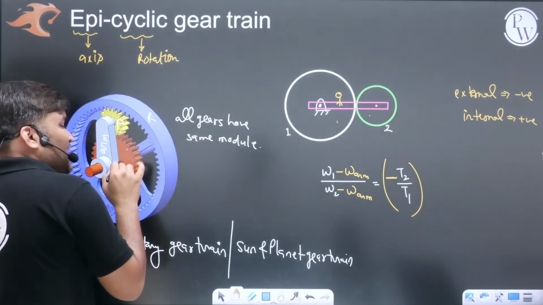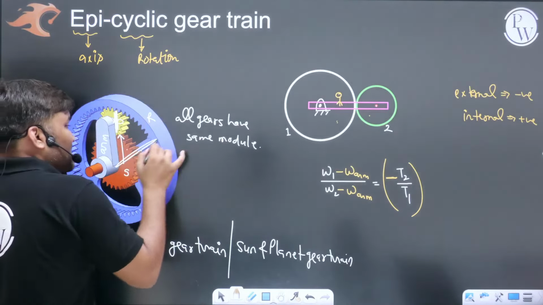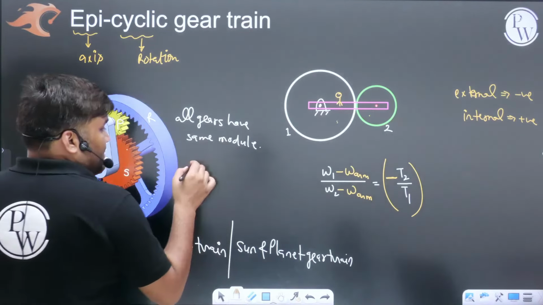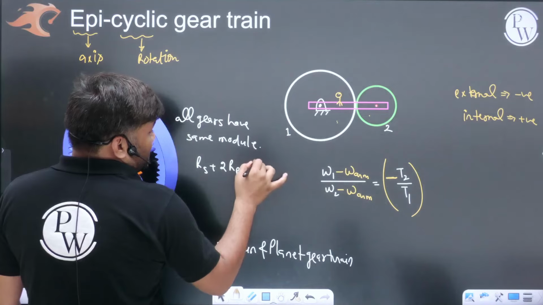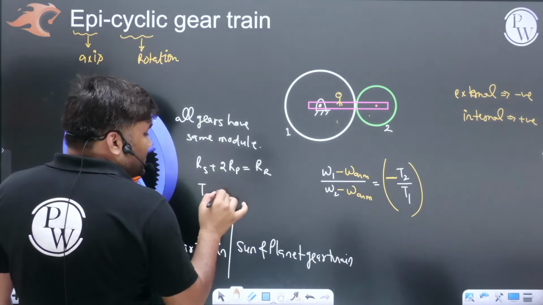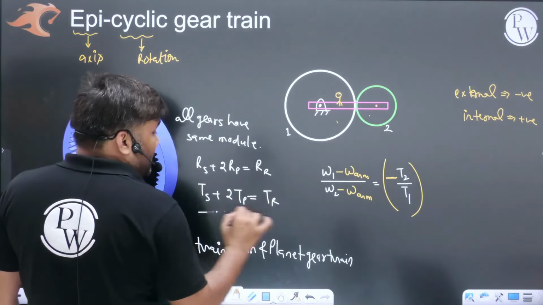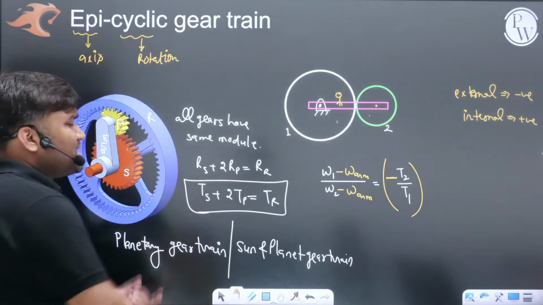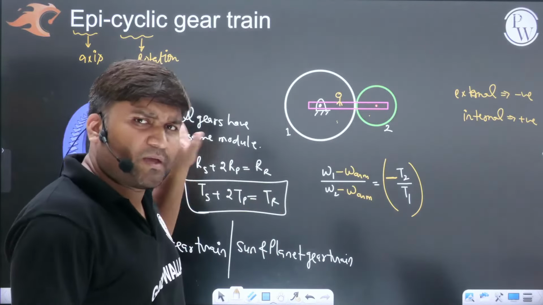What relation do you see in the radii, sir? The sun's radius plus the diameter of the planet is the same as the ring's radius. Can I write radius of sun plus twice the radius of planet is equal to radius of ring, beta. Same in teeth, you are going to have teeth of sun plus twice the teeth of planet is equal to teeth of ring, beta. If some teeth count is missing, you can also find it out from here.